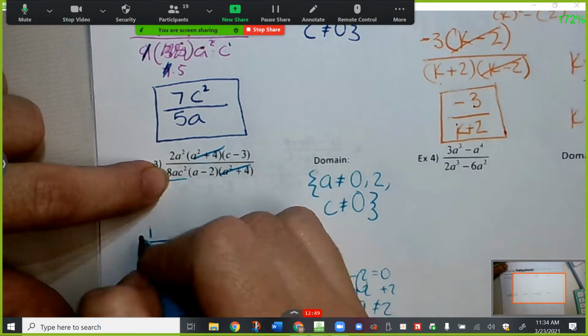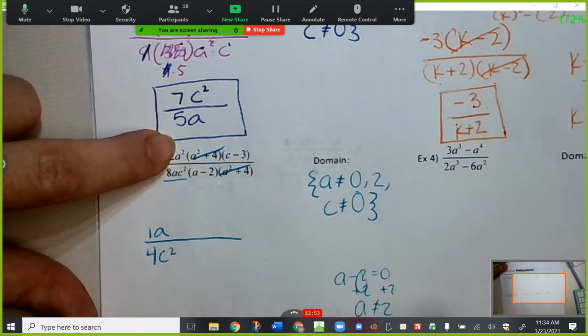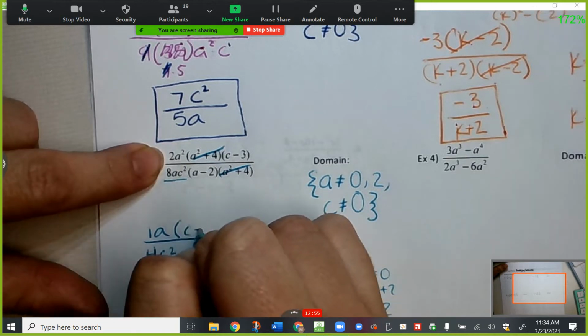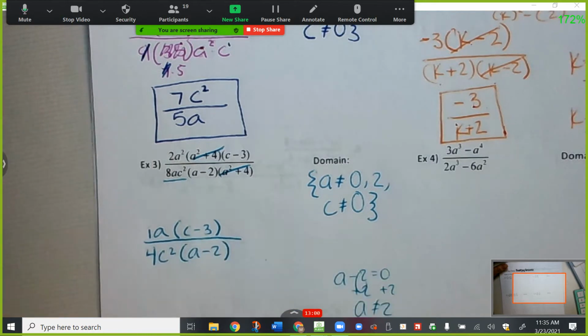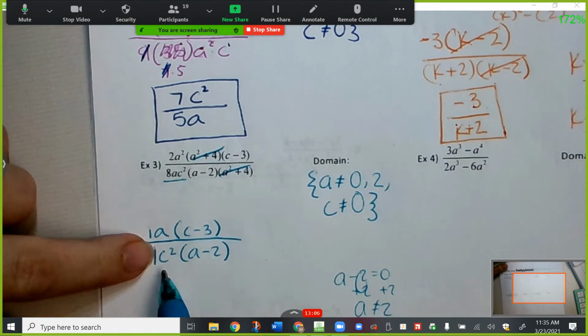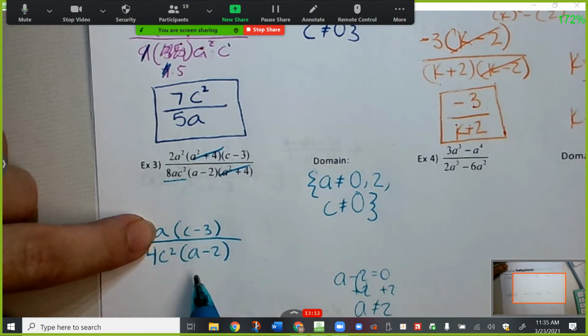A on top. Now I have that C squared on bottom because there's no C right here on top. And I'm going to bring over my factors that didn't cancel. Can anything else right there cancel or simplify? Like, can this C cancel with this C, or this A cancel with this A? No, because they're in parentheses.